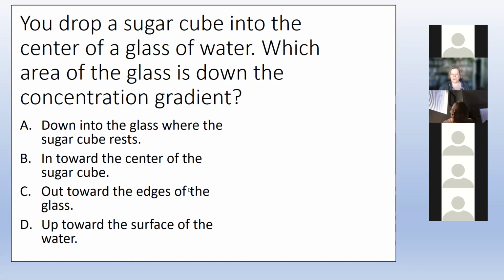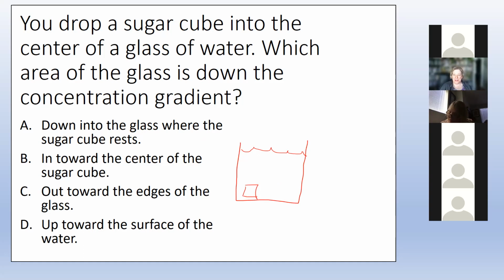Now, with this type of question, what works best for me is to draw it out. So I'm going to go ahead and draw this out. On the test, you're going to be allowed scratch paper. So here's the water. I dropped the sugar cube in. So down into the glass where the sugar cubes rest.